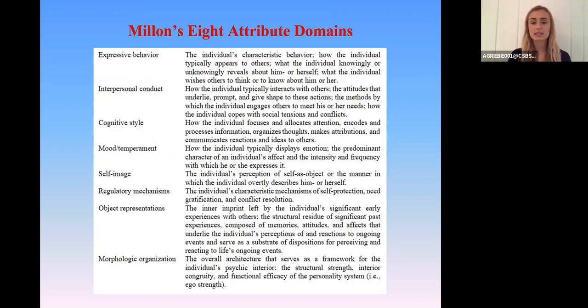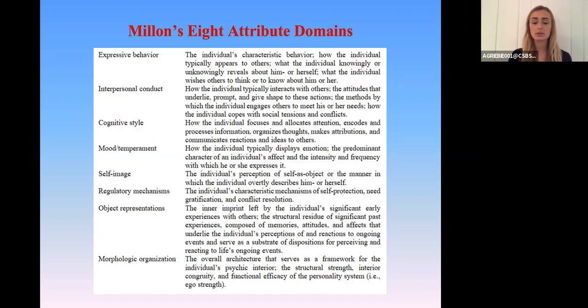Attribute A is expressive behavior, which is how the person typically appears to others. Attribute B is interpersonal conduct, which is how the individual usually interacts with other people. Attribute C is cognitive style, which is how the person thinks. Attribute D is the individual's typical mood. And finally, attribute E is the person's self-image, which is how the person views themselves.